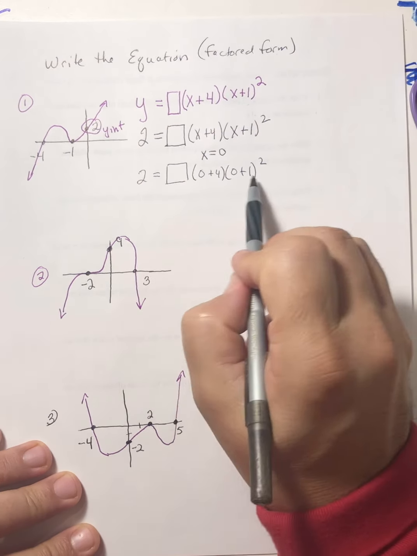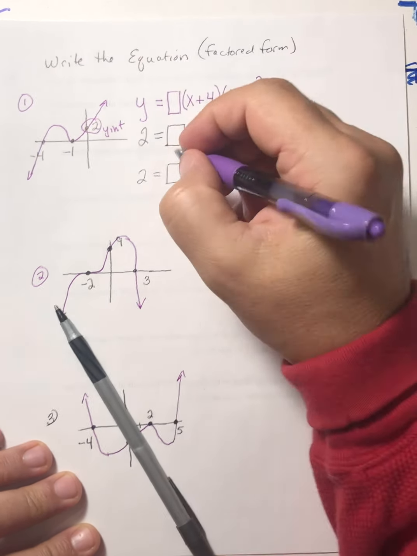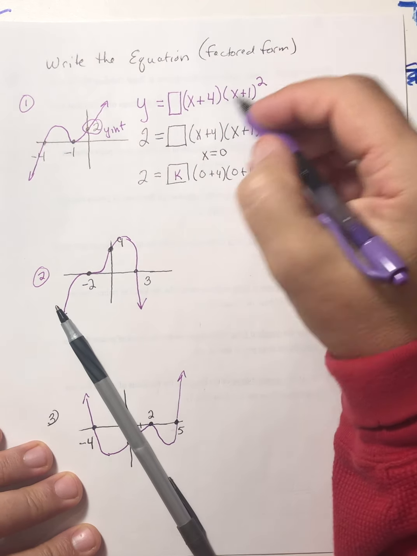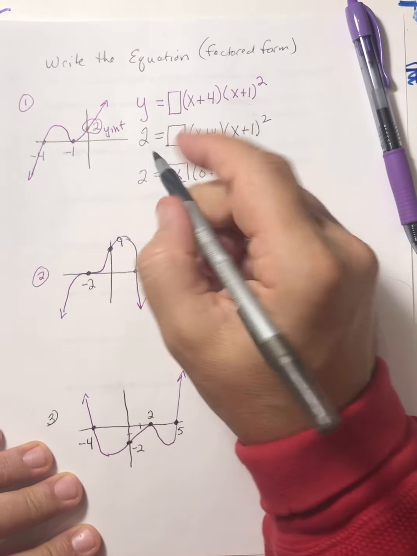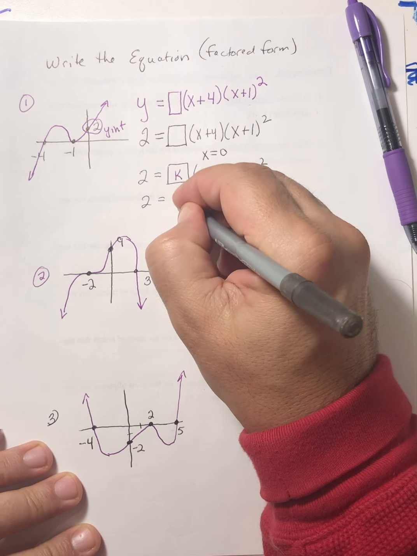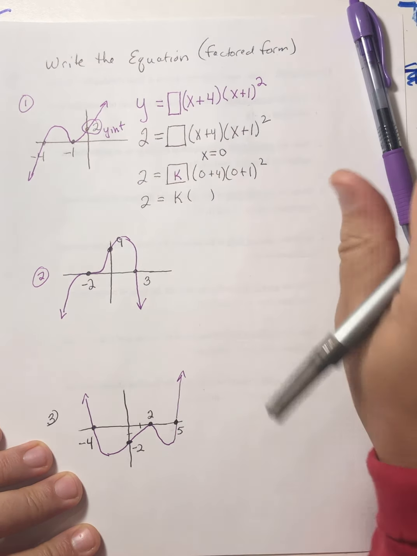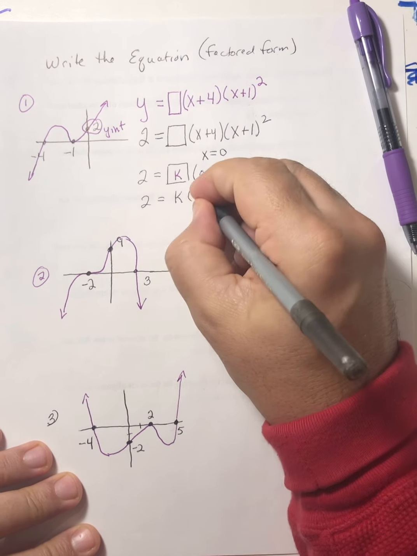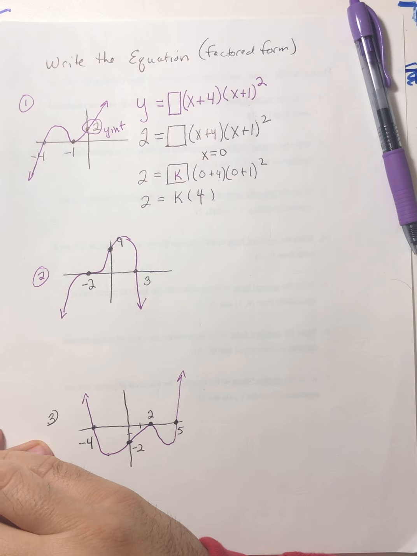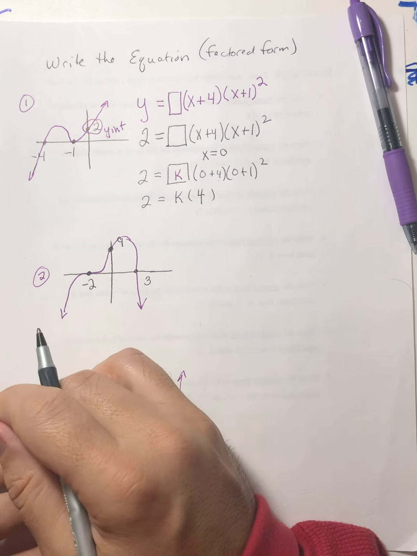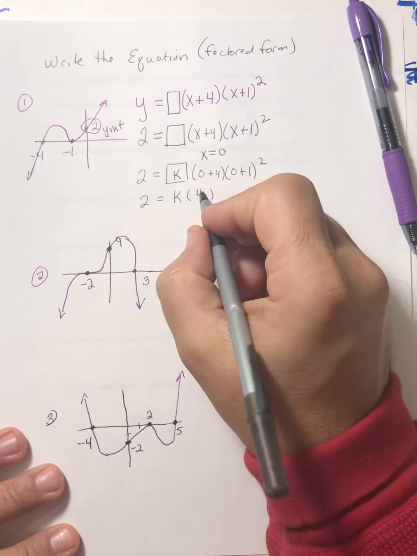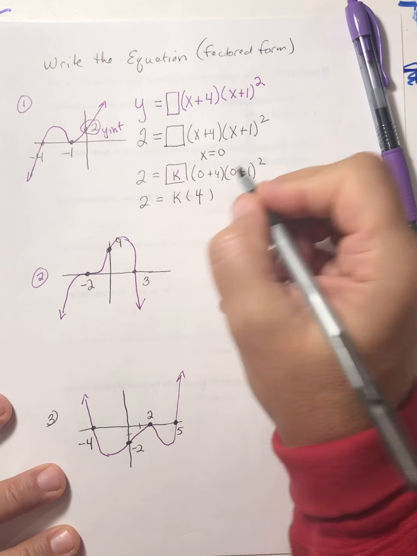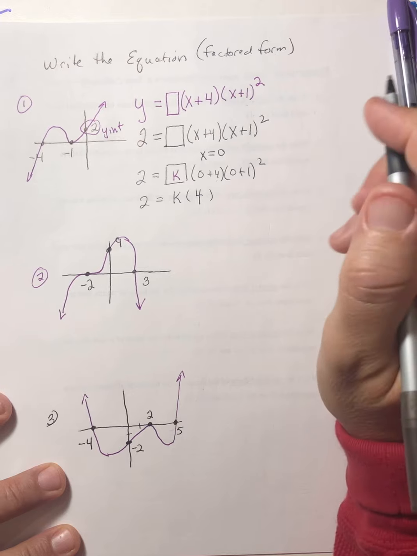Now I have a little equation to solve. And if you want to, yes, put a little k in there. Technically it's k for the constant. We're looking for k. So I have 2 equals k times whatever this is. What do I have here? 4 times 1. There we go. So 2 equals 4k. So k, what does k equal? That's right, k equals a half.